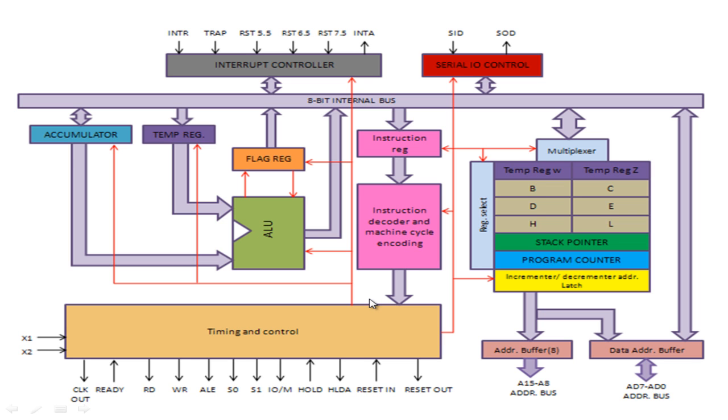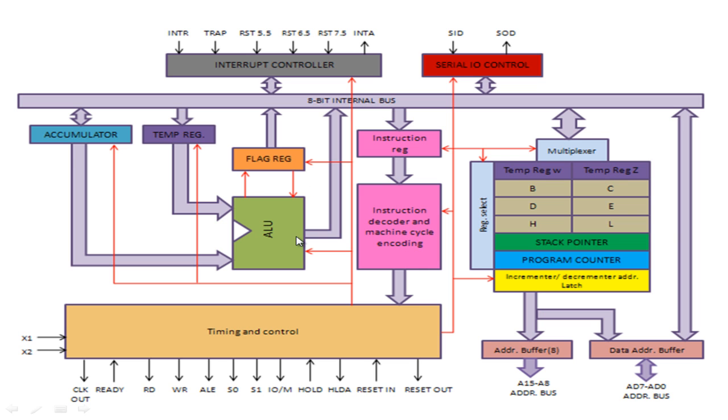Second is the data bus. The data bus is used to transfer data from one place to another, or one block to another. And the address bus is used to transfer the address to the memory. So let's proceed with each block.